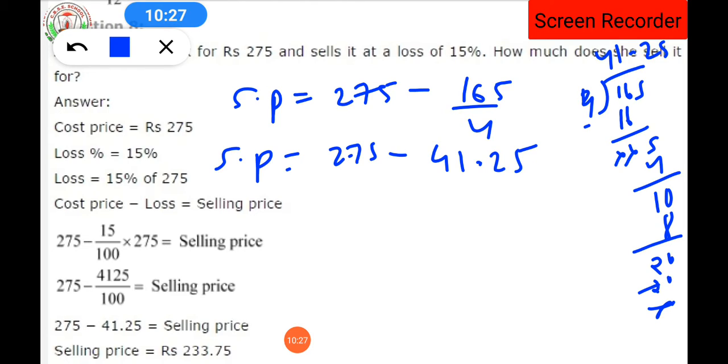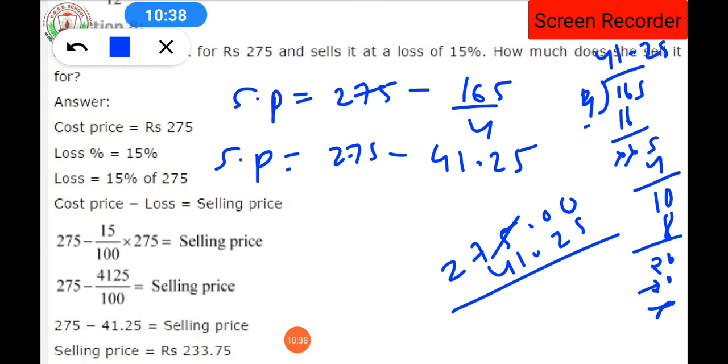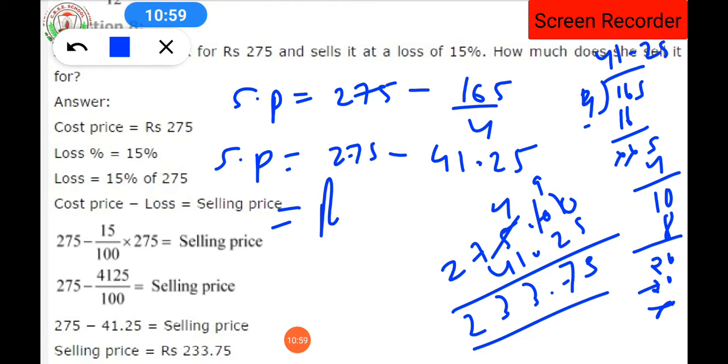So here what we are going to do? We are going to subtract the number. 41.25 will be subtracted from 275. So here the 5 will give its carry to 0, so here it will become 4, isn't it? So here 10, again 9, here 5. So 5, 9 minus 2 will be 7. Now here 3, 2. So what is the answer coming? The answer is rupees 233.75.